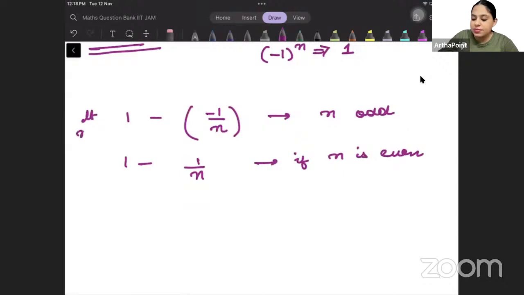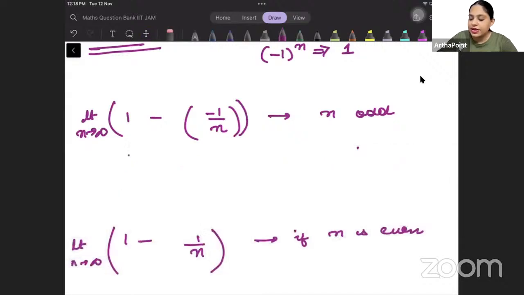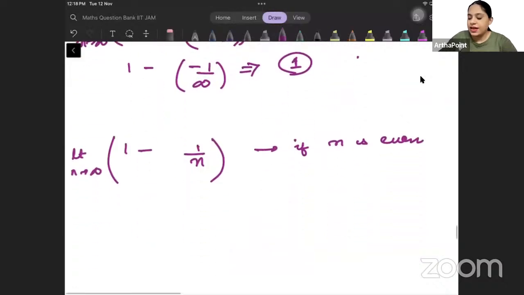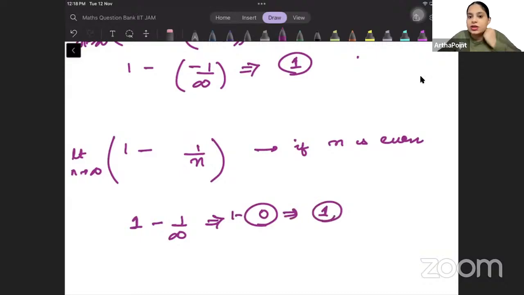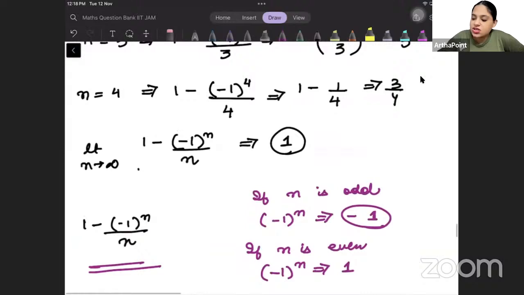Now if I just take limit n tends to infinity, in both the cases, what will happen here? I'll get 1 minus 1 by infinity. Anything by infinity is 0. So I'll get the answer as 1. And here also if I plug this, I'll get 1 minus 1 by infinity, which means I will get 1 minus 0. That means 1. So whether n is odd or even, it will converge to 1 only. So this sequence will converge to 1.